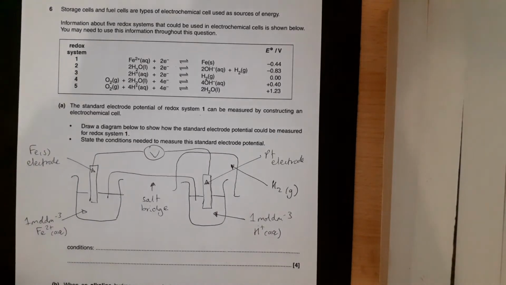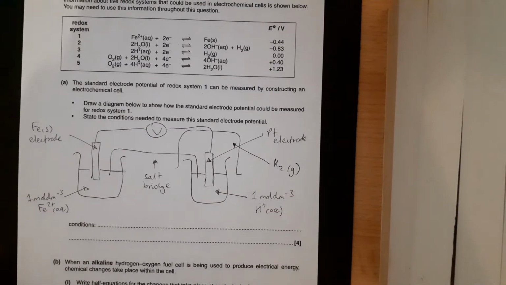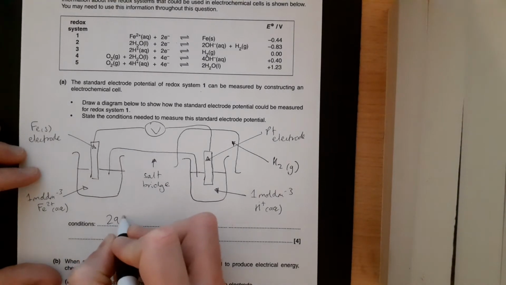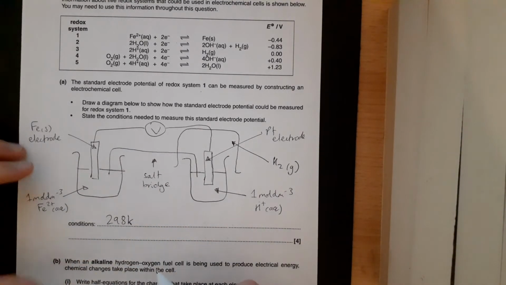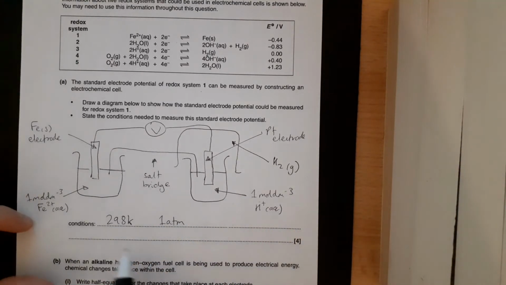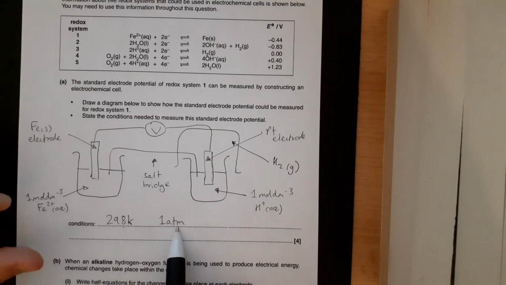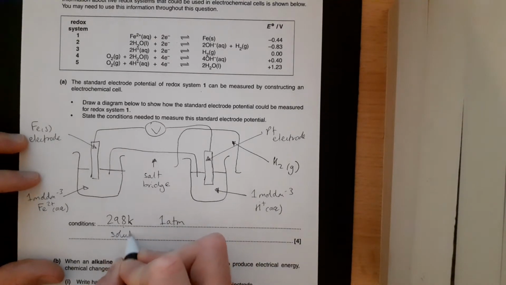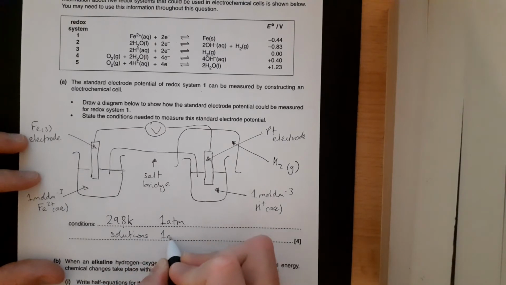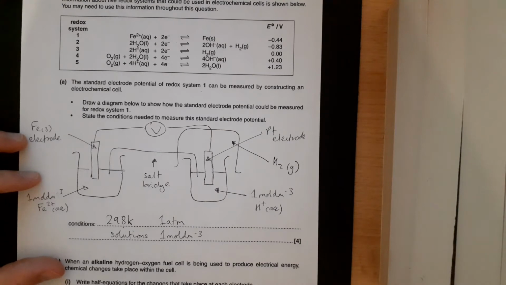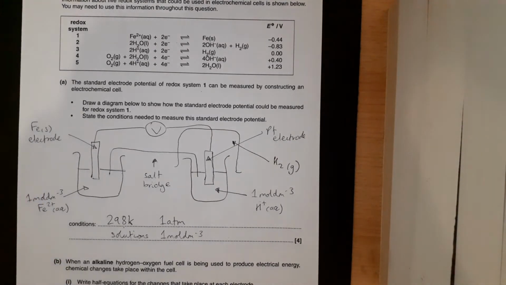Okay. And then it says, state the conditions needed to measure this standard electrode potential. So it needs to be at the standard temperature of 298 Kelvin. It needs to be at a standard of 1 atmospheric pressure. Or you can do this in degrees C, you can do this in kilopascals. It doesn't matter. And the solutions need to be 1 mole per decimeter cubed, which we've already put on our diagram, so I'm not sure we need to say that again, but it won't do any harm, just to make sure we've made that really clear.